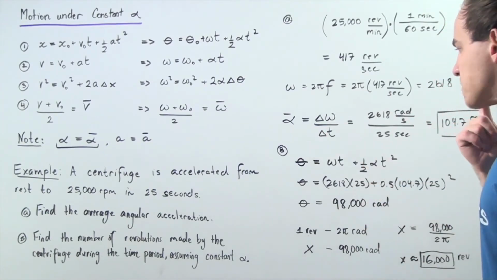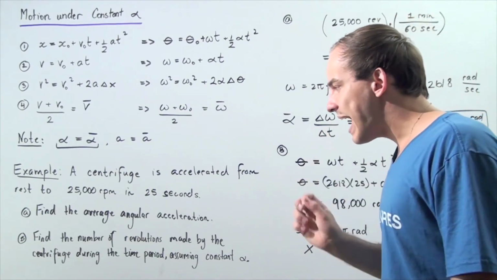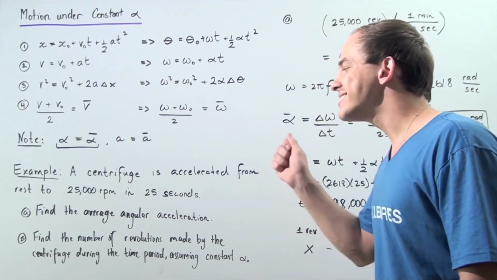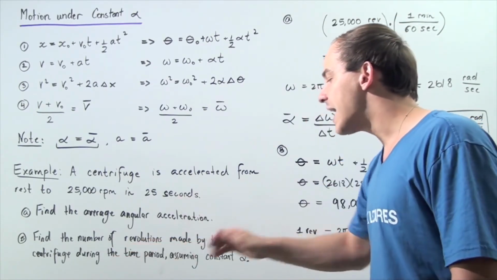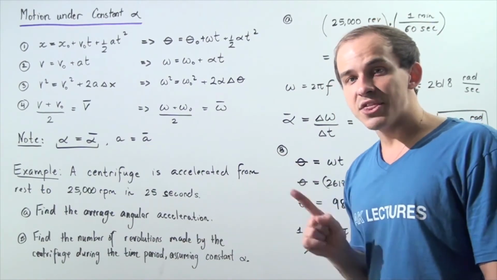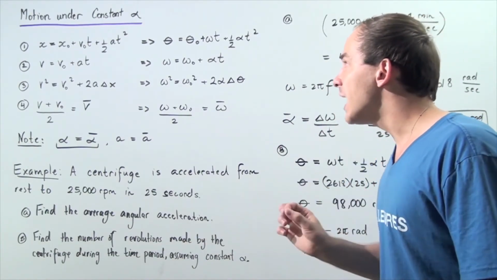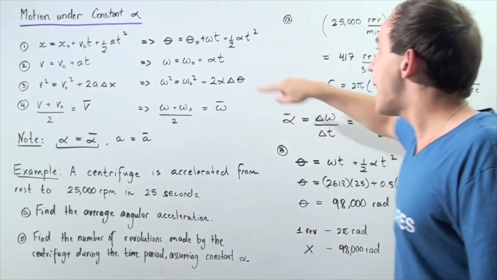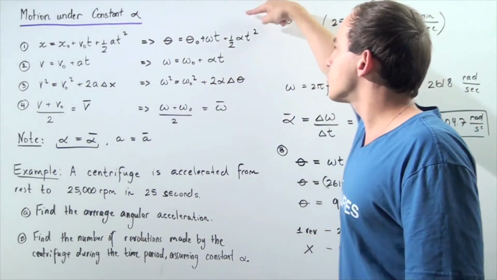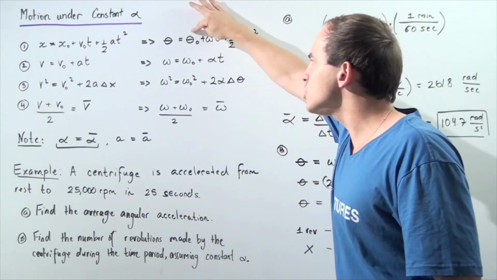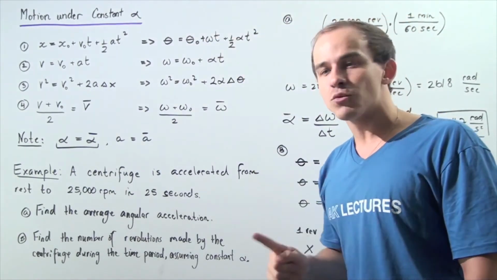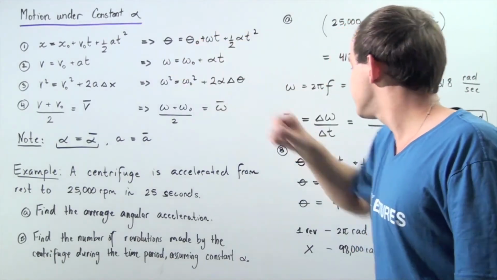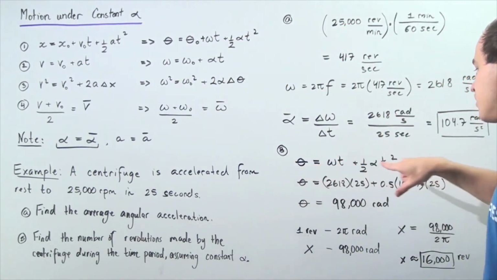Now we go to part B. So now we want to calculate the number of revolutions made by the centrifuge during our time period. So to calculate that, we must first find the final angle measure in radians. So we have to use this first equation. Notice our initial angle measure is 0. So that means this entire value goes to 0 and we're left with this value.